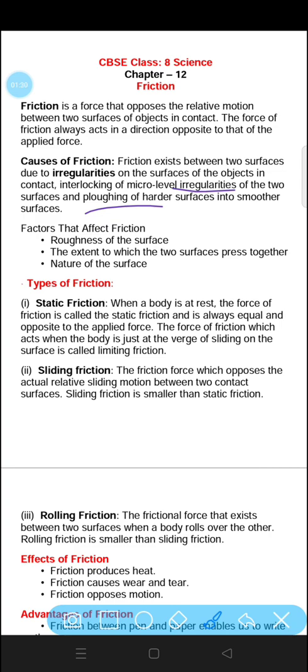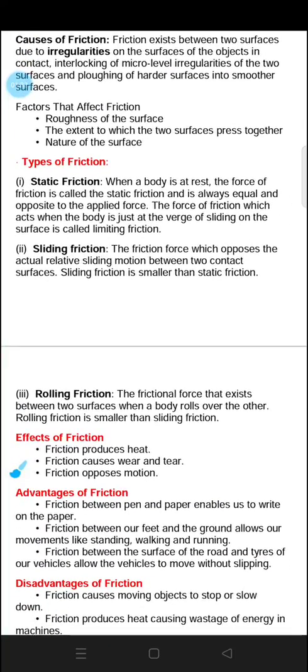Now what are the different factors that affect friction? The factors are the roughness of the surface, how rough the surface is, according to which friction will work; the extent to which two surfaces press together; and the nature of the surface. These are the three factors that affect friction. First is roughness of the surface, second is the extent to which the surfaces press together, and third is the nature of the surface.